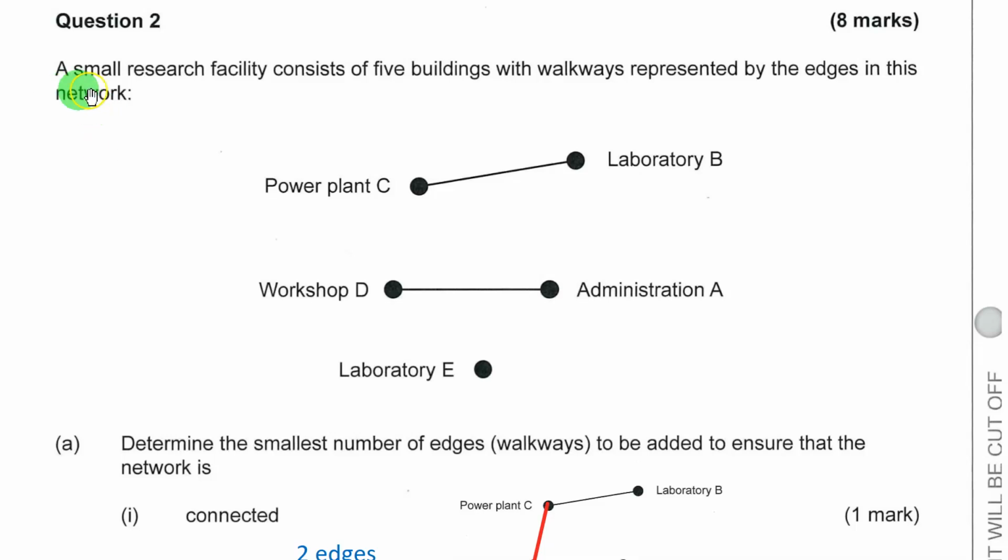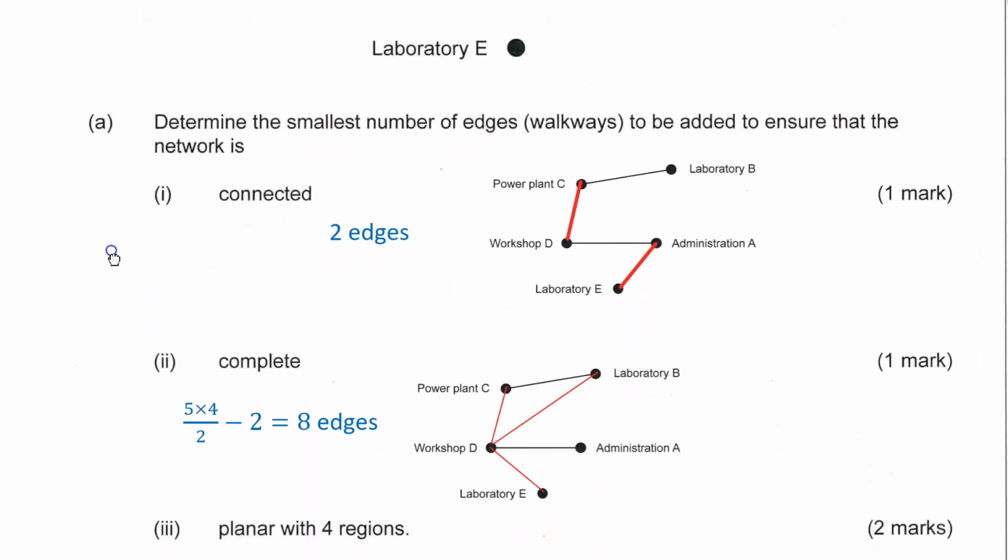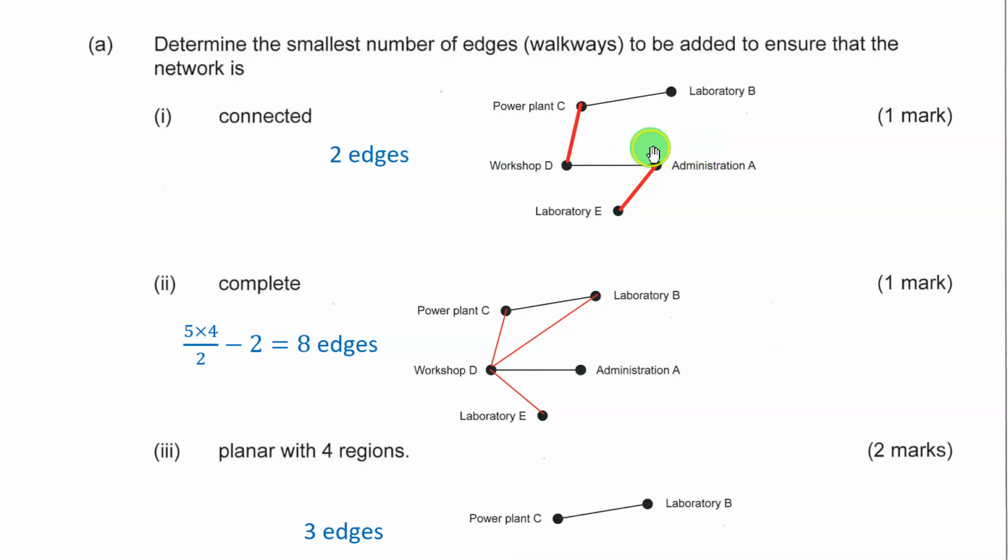So question 2, we've got a graph here and it's obviously disconnected, and part A says what's the smallest number of edges to be added to ensure that the graph is connected. So let's have a look. I've got myself a copy of the graph here so that we can look at it. So to be connected, we obviously need to add in 2 edges.